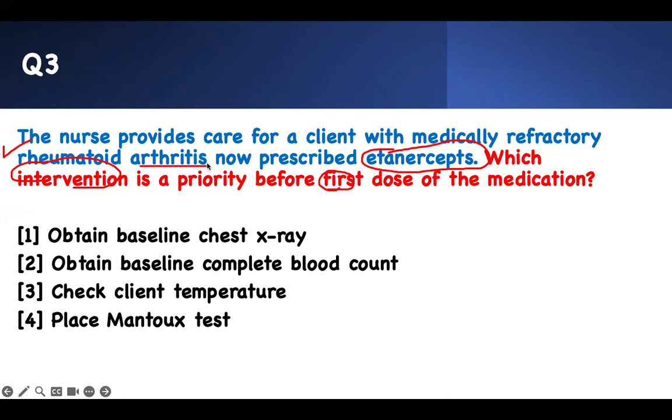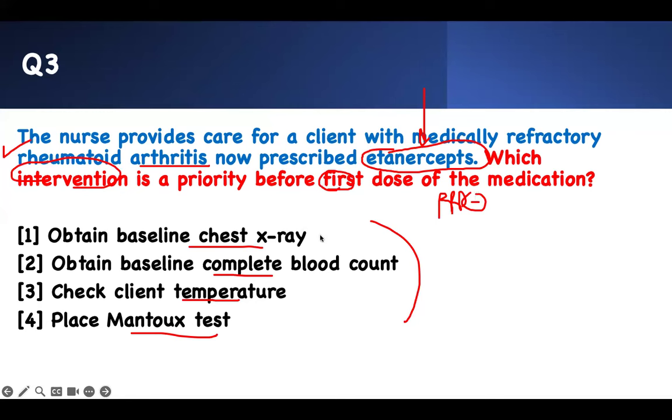What do you use to treat rheumatoid arthritis? Immunomodulator. Therefore, etanercept is an immunomodulator. What do you do before you start the medication? Get a chest X-ray, get a CBC, check their temperature, or place a PPD test. These medications immunomodulate. Before you start it, you got to make sure the patient's PPD is negative. Otherwise, if the PPD is positive and you start the medication, it's going to make them full-blown TB.